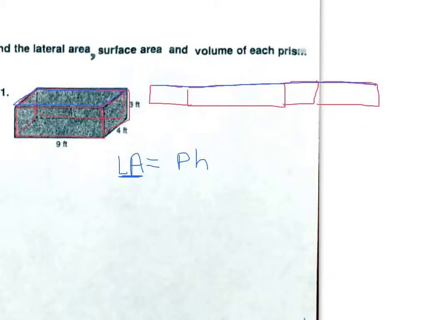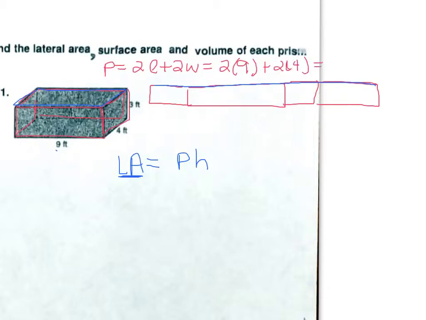So it's 9, 9 plus another 9, because 9 and 9, and then 4 and another 4. So it's 9 plus 9 is 18. Let me just write that up here. Perimeter is 2 times the length plus 2 times the width. So it's 2, the length is 9, and the width is 4.